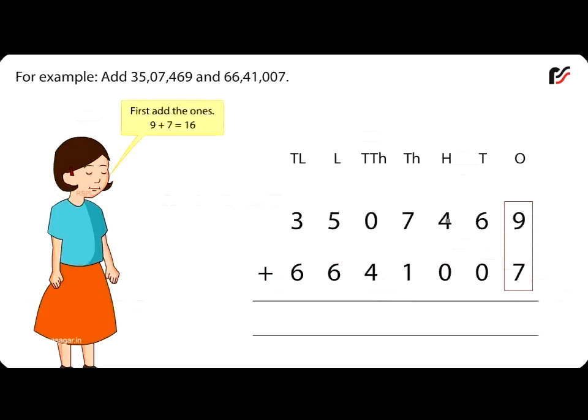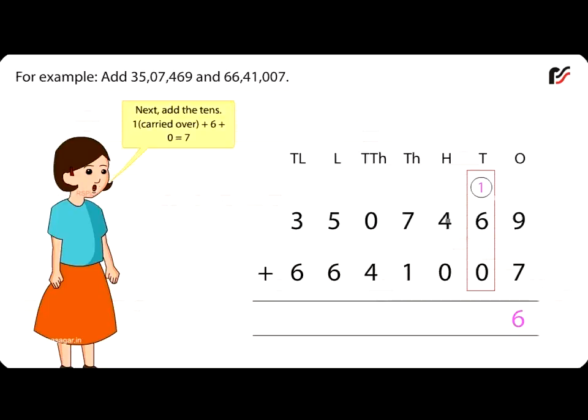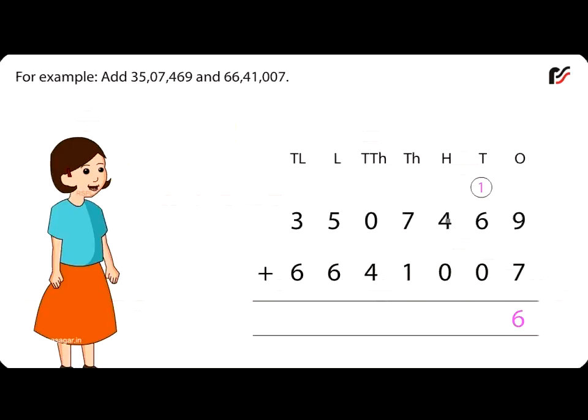First add the ones. 9 plus 7 is equal to 16. Write 6 under ones column and carry 1 to the next column. Next, add the tens. 1 carried over plus 6 plus 0 is equal to 7. Write 7 under tens column. Next, add the hundreds. 4 plus 0 is equal to 4. Write 4 under hundreds column.